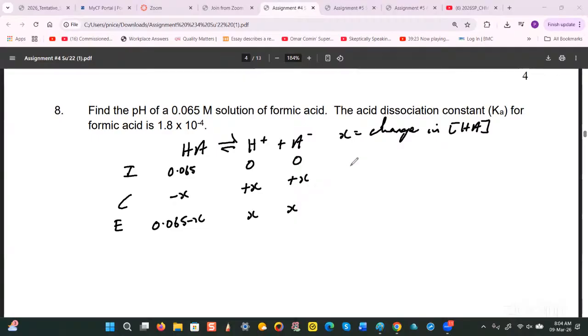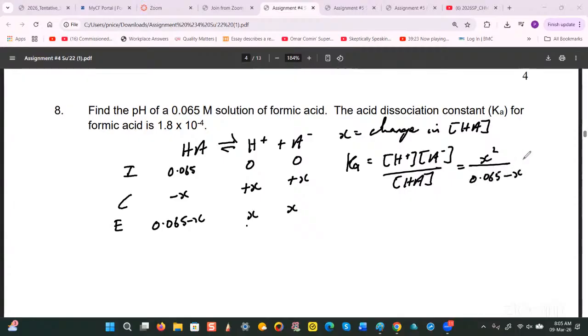Now, we can write down the equilibrium expression for the dissociation of the weak acid, which is Ka is equal to the concentration of H plus times the concentration of A minus, all divided by the concentration of HA. And then what we do at this stage is to put each of these terms in their respective places in this equation, right? So this becomes X squared over 0.065 minus X, all right? Now, this is where we stopped the last time. Oh, by the way, Ka is given. Ka is equal to 1.8 times 10 to the minus 4.